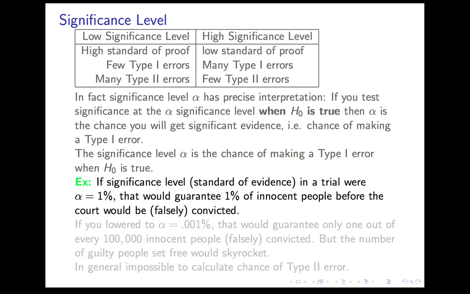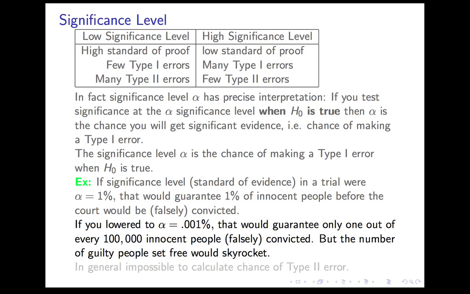Okay, so if your significance level, which is your standard of evidence in a trial, is 1%, this guarantees that 1% of innocent people who come before the court will be falsely convicted. That sounds like a pretty high significance level for a courtroom trial. So you could lower it. Maybe you'd make your alpha 0.001, and that would guarantee only 1 out of every 100,000 innocent people would be falsely convicted. But that would increase the number of guilty people who are set free.